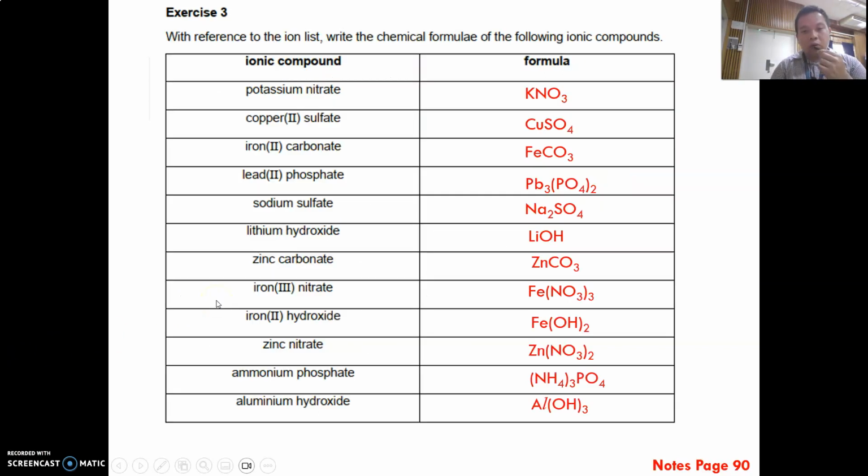So we have learned how to write chemical formulas. Again, I'm not expecting you all to master this in 1 or 2 days. It takes time, it takes practice.